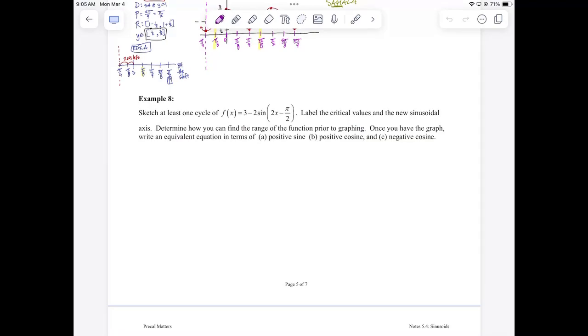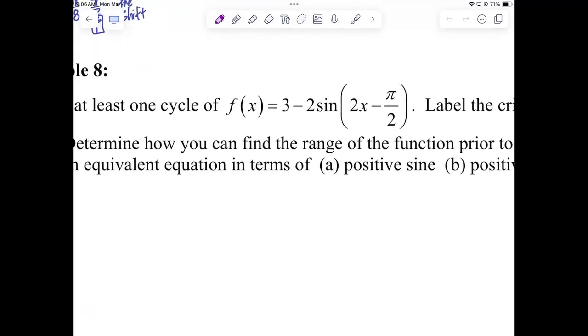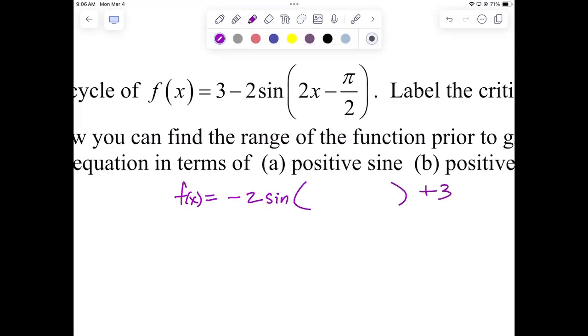All right. So here's example 8. Your free response question will be one like this, where I'll give you a trig function, and you'll have to sketch the graph, and you'll have to show all the information. So it says to sketch at least one cycle. Remember, we always show at least one negative critical value. Step 1 is to put it in a standard transformation form. So to do that, we're going to have -2 sine of parentheses plus 3. Now remember, the inside, you're going to have to do a little bit of work, okay? And if you mess this up, it's going to mess up the rest of your graph.